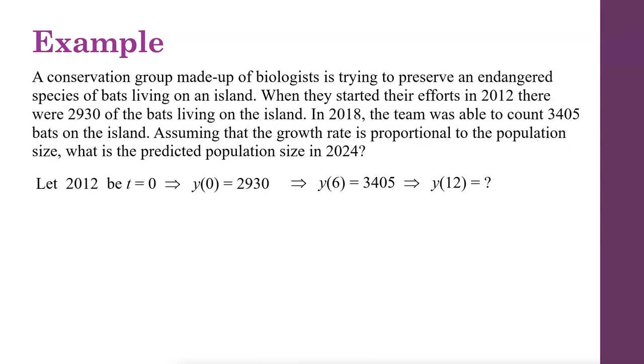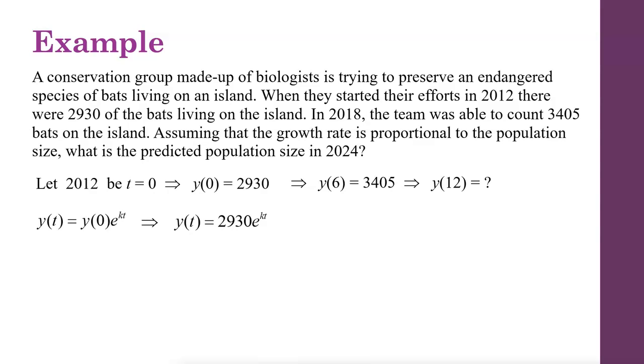Now, we just saw a theorem that says as long as the growth rate is proportional to the population size, we're going to have an exponential equation. So we have y(t) = y(0) e^(kt). And that equation we happen to know y(0) for. So y(0) is 2,930. So the equation turns into y(t) = 2,930 e^(kt).